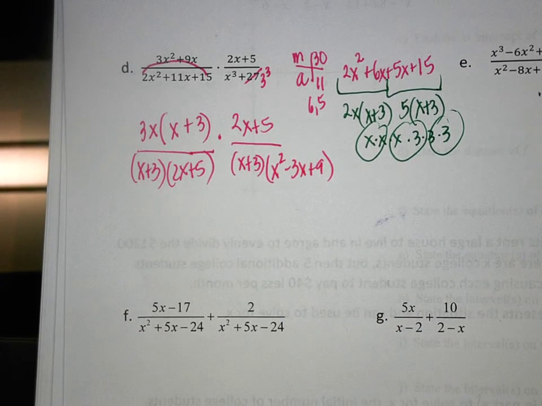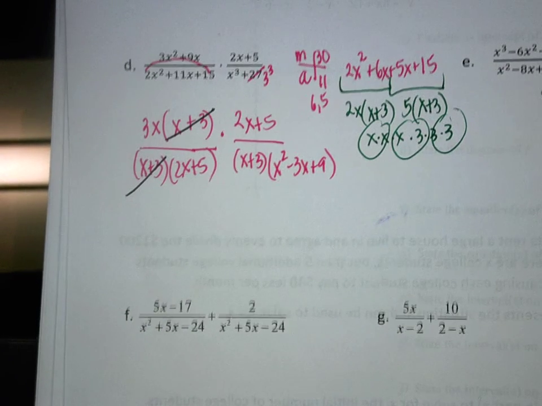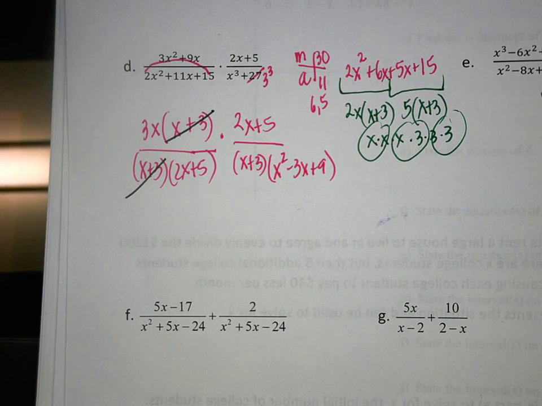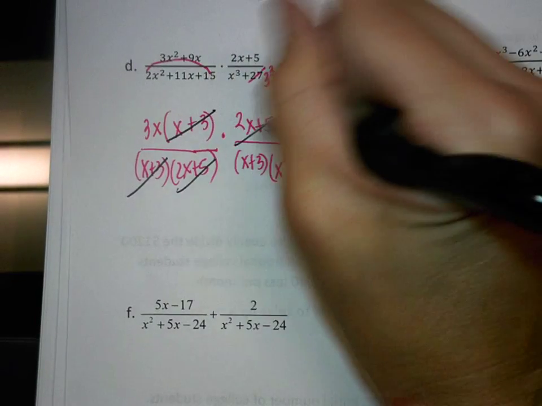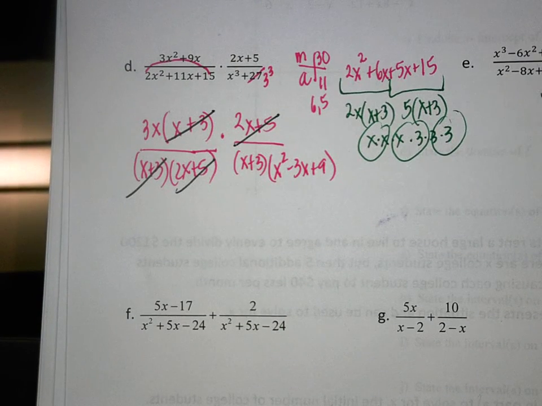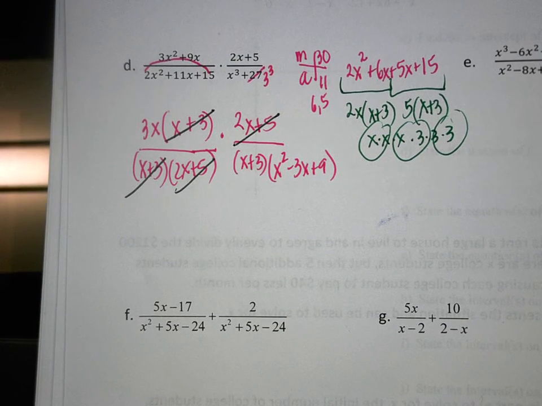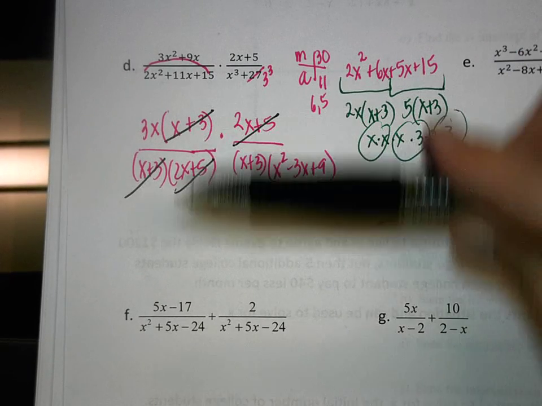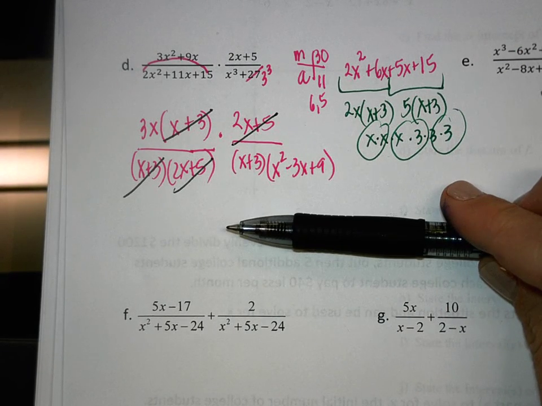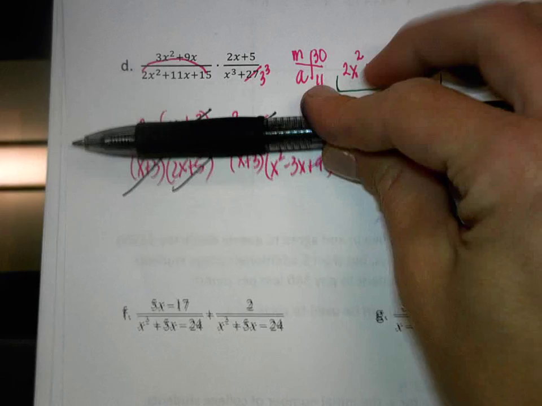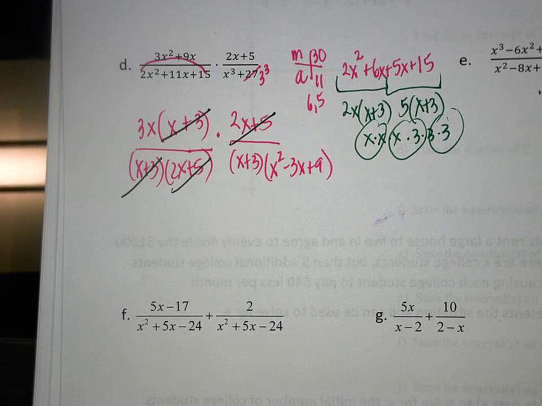Okay, so now everything's factored. Do I see anything that can reduce? X plus 3's. 2x plus 5. Anything else? So anything on the top can reduce with anything on the bottom. So as long as it's on the top, it can reduce with something on the bottom.